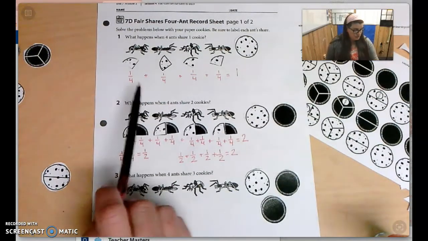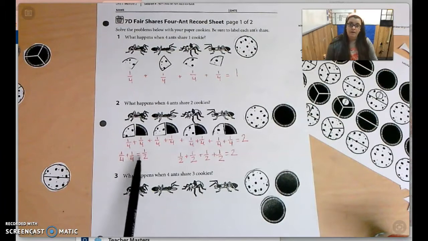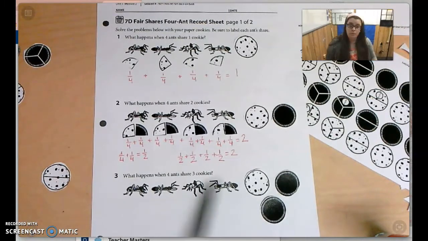So in this situation, each ant got 1/4. In this situation, they got 1/4 plus 1/4, or 2/4, or 1/2. It's all the same thing. And then down here, you'll continue on with your challenge.